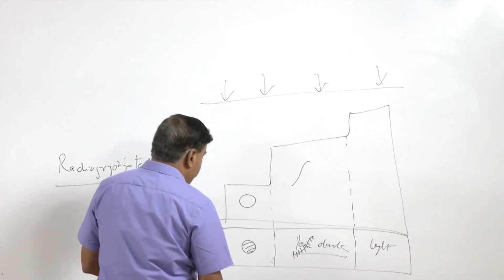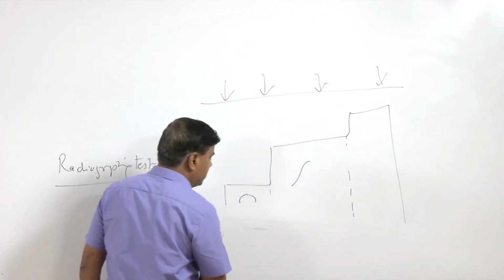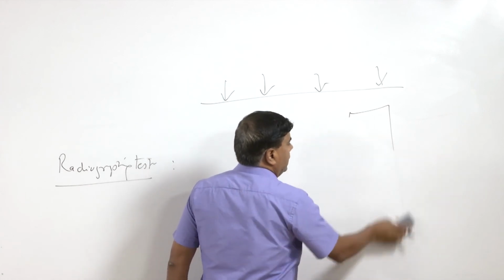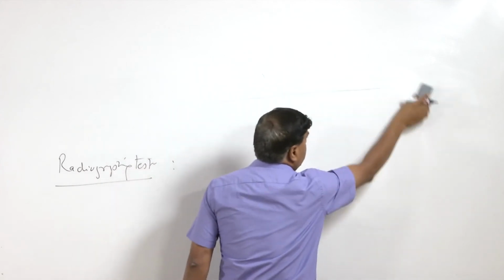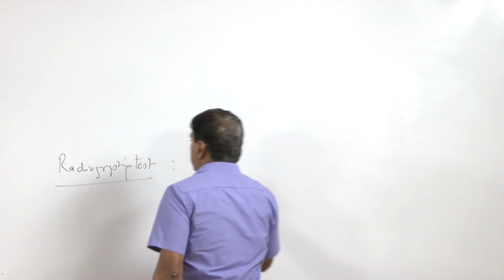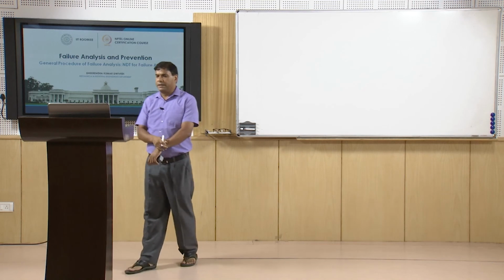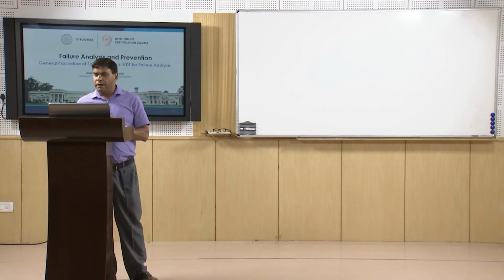To have the exact location of the discontinuity in X-ray and gamma ray testing, normally the radiographs are developed from two directions perpendicular to each other, so that the location of the discontinuities can be identified. Now, I will summarize this presentation.